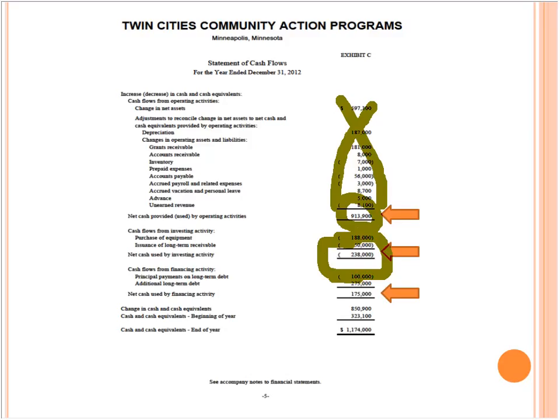And then financing activities. If we're putting money back into our organization, we either have to generate it from the inside, which is our operating activities, or generate it from the outside, which might be debt.